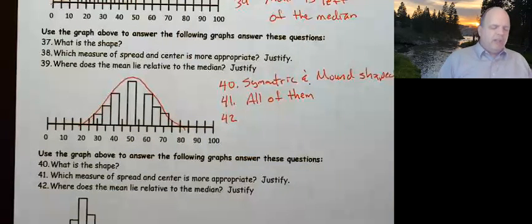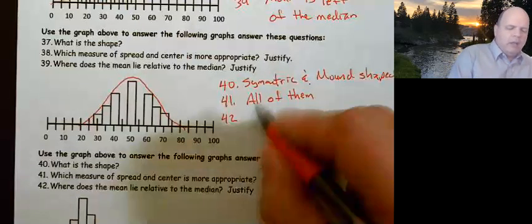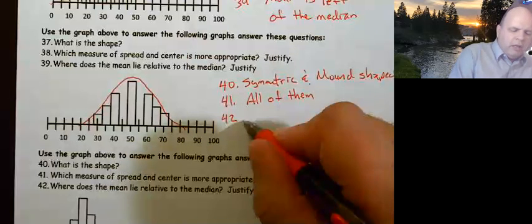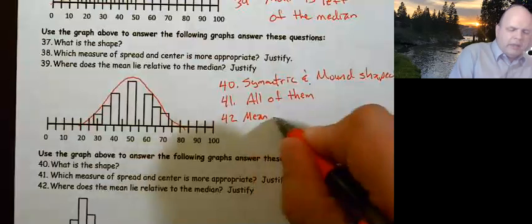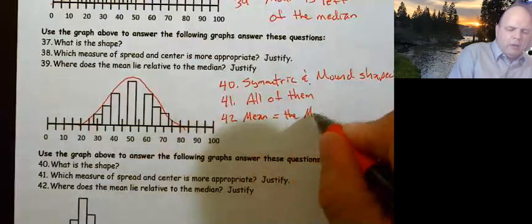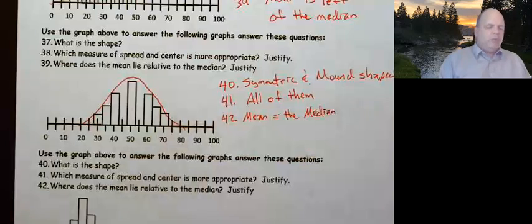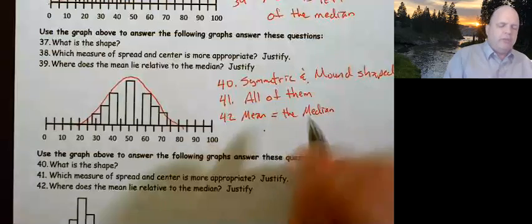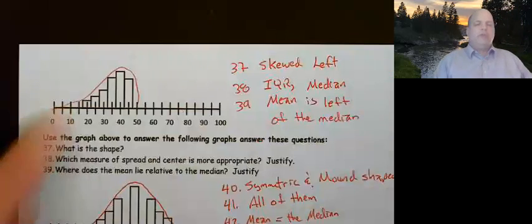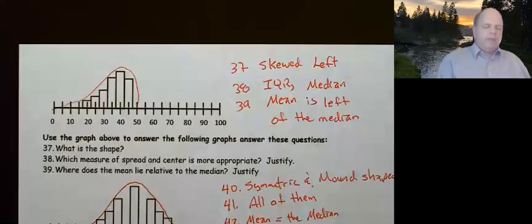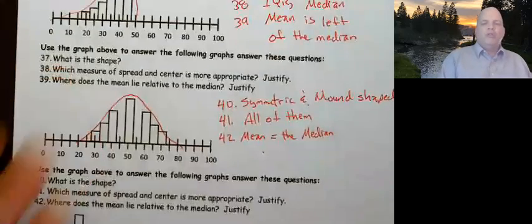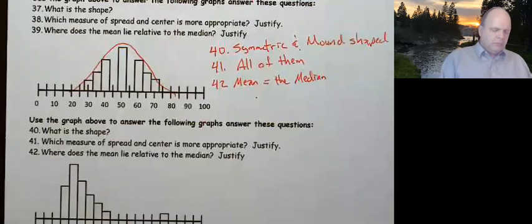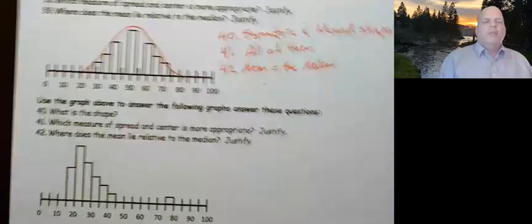Where does the mean lie relative to the median? And the mean equals the median. Why? The mean equals the median. They're going to be the same because it's symmetric. Because it's symmetric, they're going to be the same. Up here, the mean was to the left because it was skewed left. Here, they're symmetric. So they're going to be equal. All right.